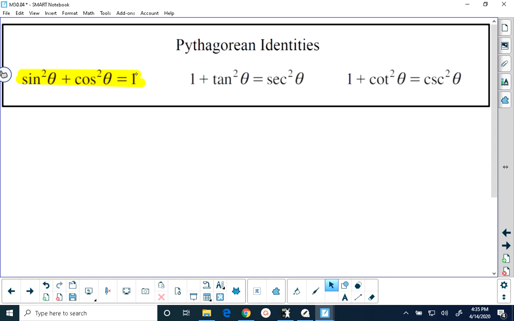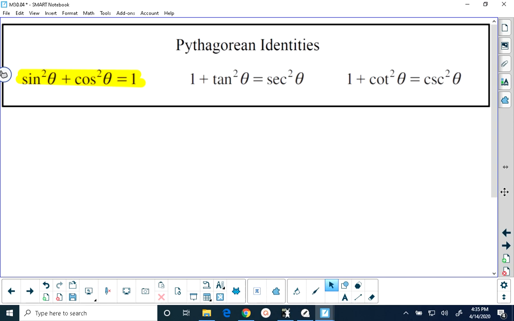You encounter this identity, sine squared plus cos squared equals 1, a lot of the time. You see it a lot. So from now on, when you see sine squared plus cos squared, or sine squared theta plus cos squared theta, I should probably say, we can always just say, you know what, that's 1.